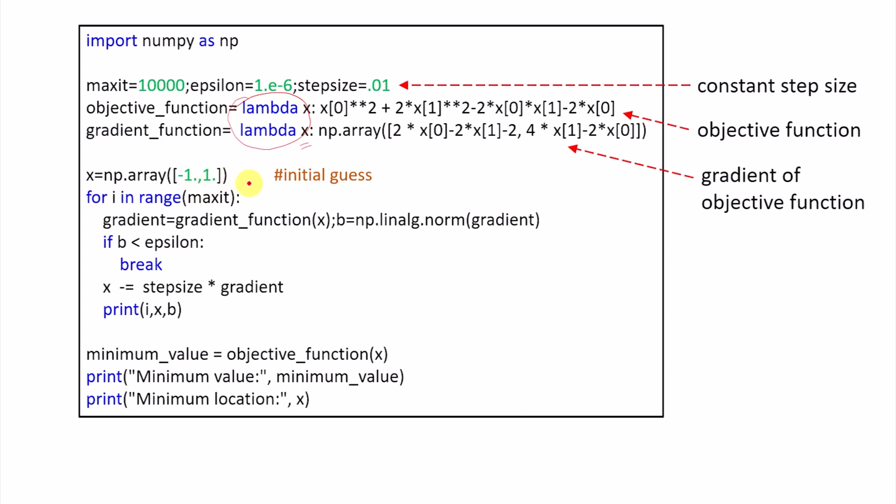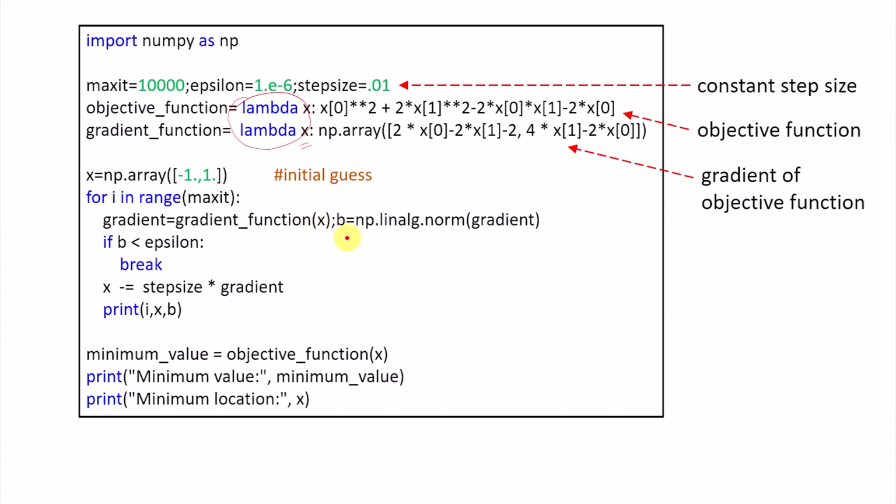Now I enter the for loop. In this for loop, I first calculate the gradient. The gradient is the gradient function of x. x I have initialized with this -1, 1, so the gradient function will come. If the gradient is small enough, then we can actually stop the calculation and say the current value of x is the best value that we can have.